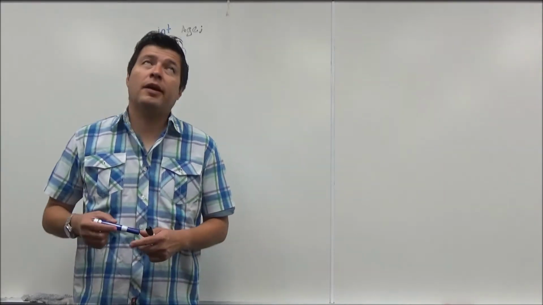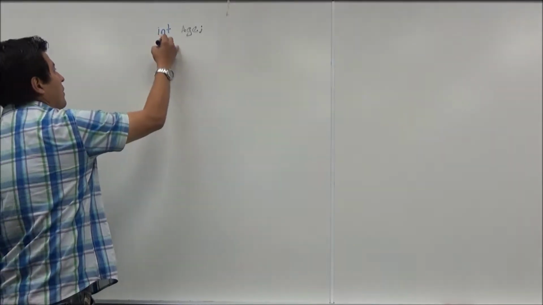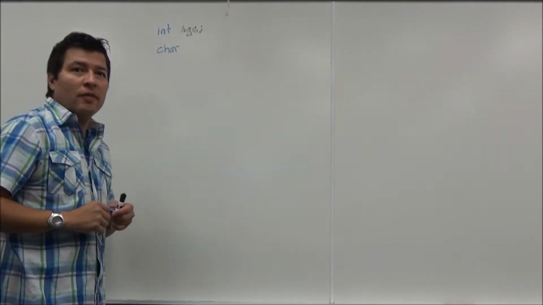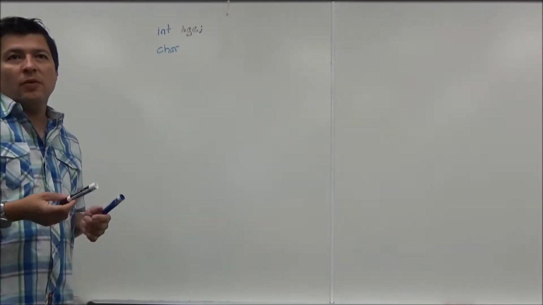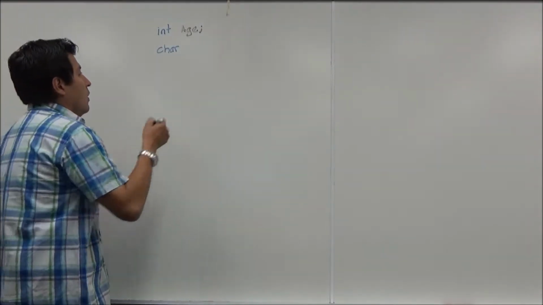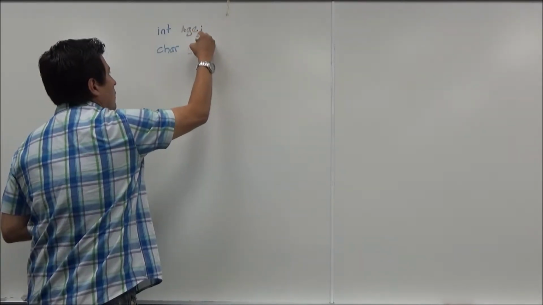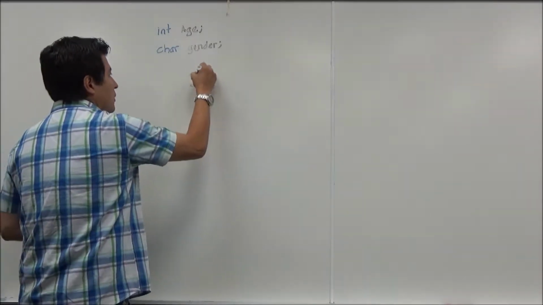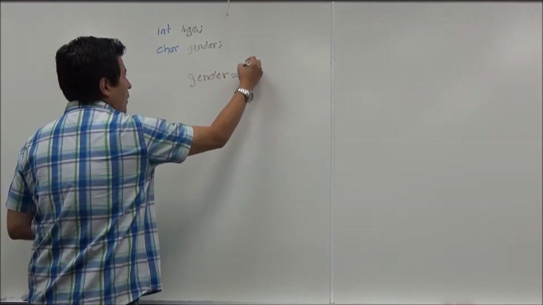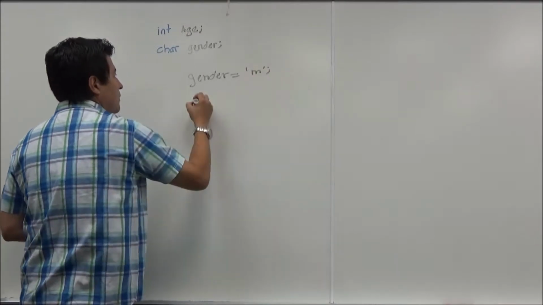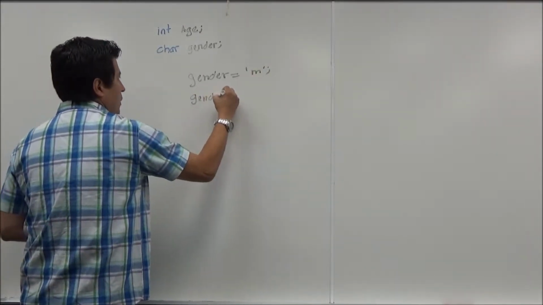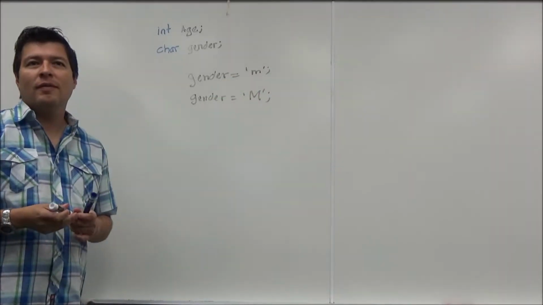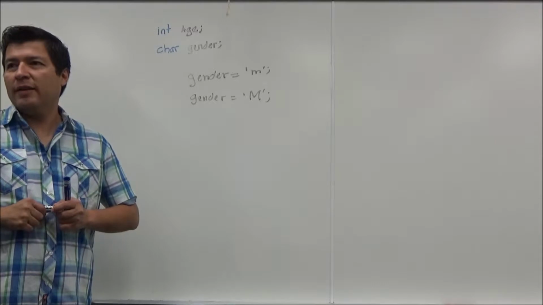A character? Okay, if you hold a character, how many bits is a character? 8 bits, right? So how many combinations do you have? 2 to the 8. So if I say gender equal male, or gender equal capital M, are those the same? Because they're different ASCII values, right?